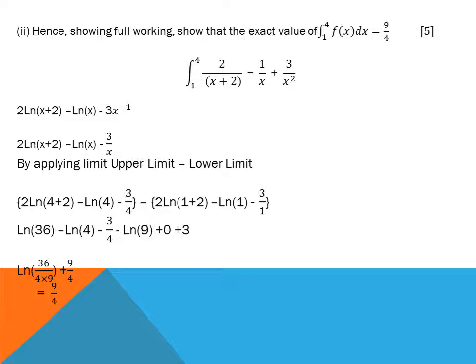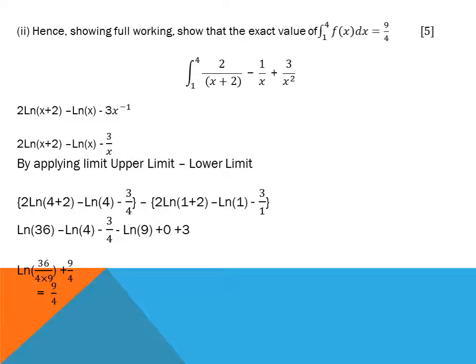So the integration of 2 over x plus 2 is 2 into ln of x plus 2, taking the 2 as it is, and the integration of 1 over x plus 2 is ln of x plus 2, which I have already explained in the previous slide. And the integration of minus 1 over x is minus ln of x. I take the variable x square from the denominator to the numerator, which becomes x power minus 2, and when I simplify this, it will become minus 3x power minus 1, because we add the power during the integration in the power of the variable.